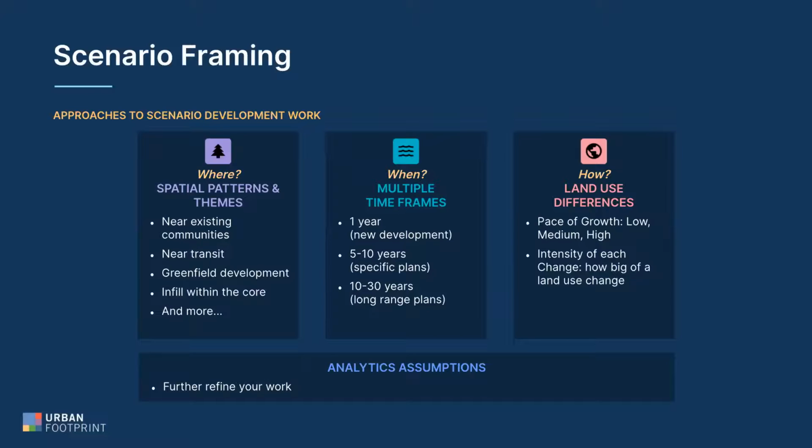And then the last question is how. So land use differences. We're talking here about the pace of growth. So are we in a percentage change that's happening very rapidly? So it's in a high growth phase, or are we talking about a low growth community as of the projections? And then we also need to understand the intensity of change. So is this happening with big leaps in land uses and intensities, or are we doing smaller, more incremental shifts?